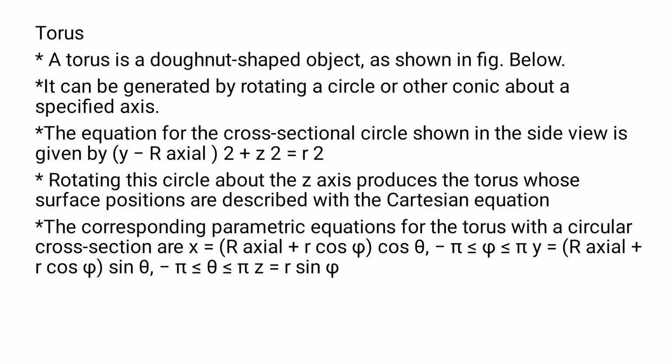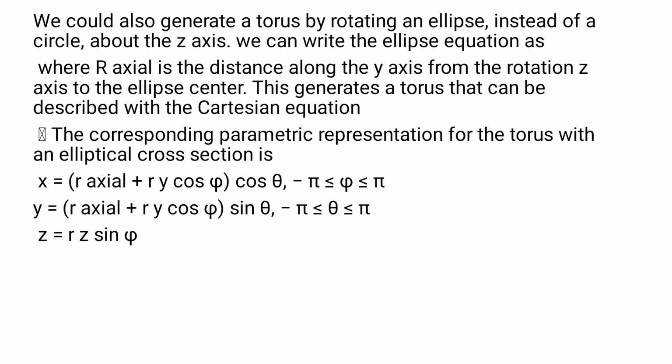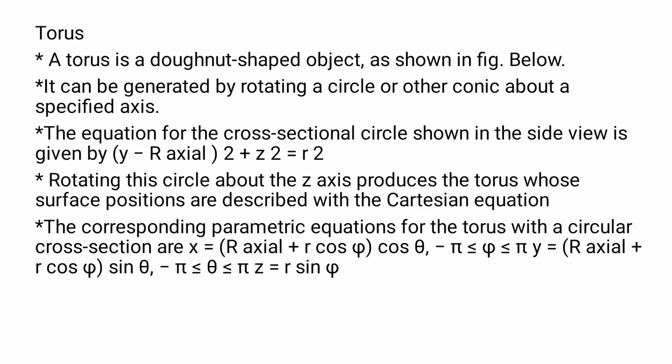Torus. A torus is a donut shaped object as shown in the figure below. It can be generated by rotating a circle or other conic about a specified axis. The equation for the cross-sectional circle shown in the side view is (y - r axial)² + z² = r². Rotating this circle about the z axis produces the torus, whose surface positions are described with a Cartesian equation.